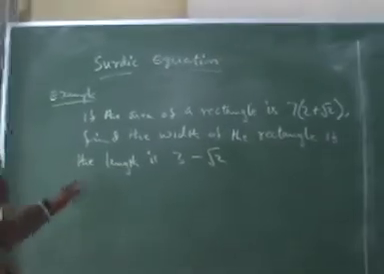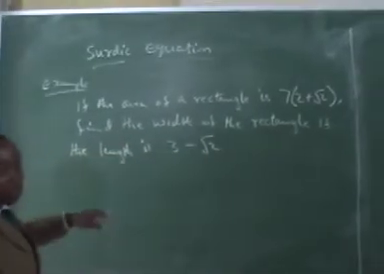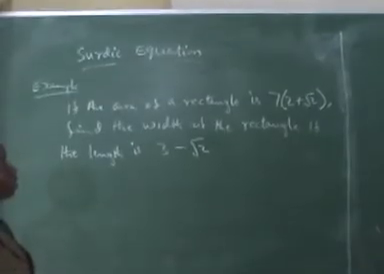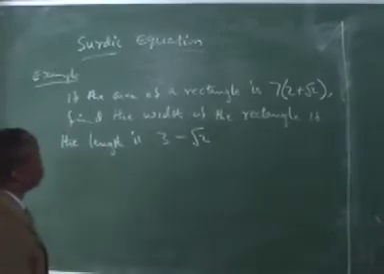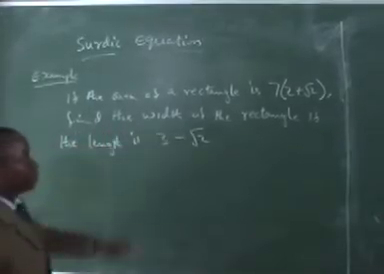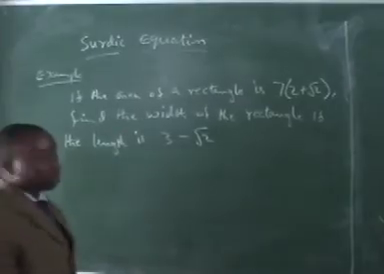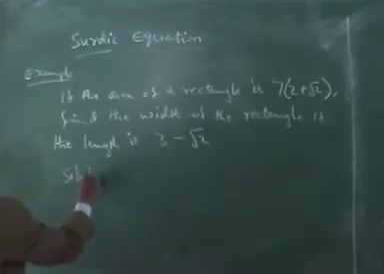So, another example of problems concerning surd equations: if the area of a rectangle is 7 times (2 plus root 2), find the width of the rectangle if the length is 3 minus root 2. So let's take the solution.